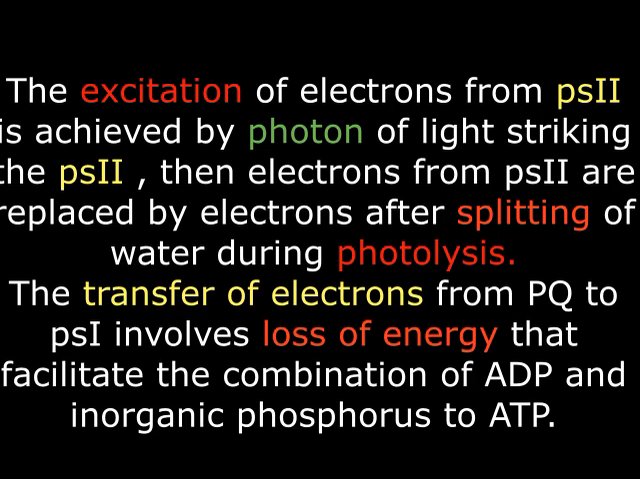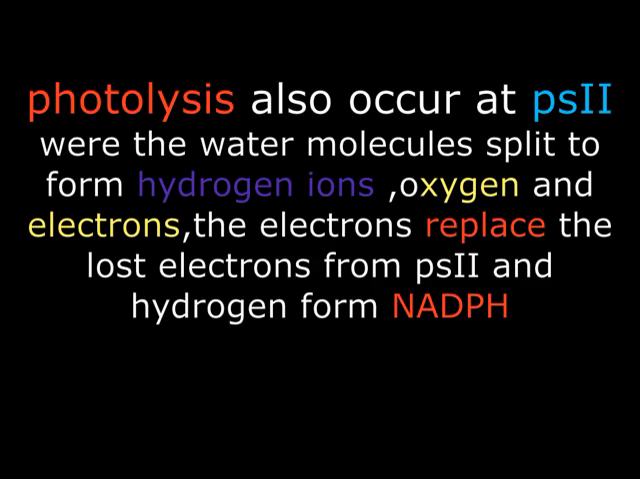Now the electrons which were lost as a result of the excitation are going to be replaced by electrons from the water. That diagram is going to show you clearly. As electrons are being excited, other electrons are entering at photosystem 2. Now, we see our electrons have already been received by plastoquinone as the primary electron acceptor.